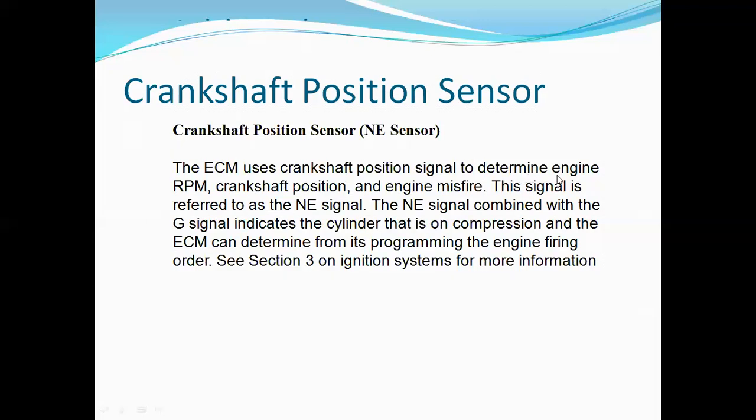The main parameter that determines engine RPM is crankshaft position and engine misfire. The NE signal combines with respect to the G signals. There is a main signal generating signal that indicates the cylinder that is on compression, and the ECM can be determined by its programming. So hence the programming is being given to the sensor that is operated from the processor. We'll see the actions in section 3, that is on ignition systems.